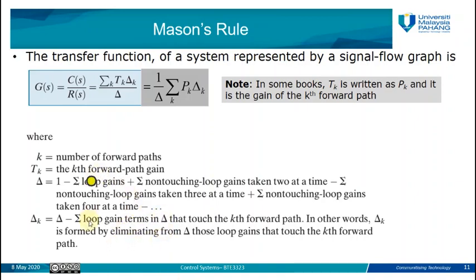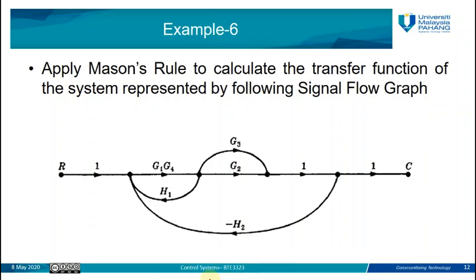We will see in the example how to apply these and how to find these parameters in order to formulate Mason's rule and find the transfer function of the signal flow graph. Here we have the first example. The example says: apply Mason's rule to calculate the transfer function of the system represented by the following signal flow graph. We have a signal flow graph, and signal flow graph always consists of nodes and branches.